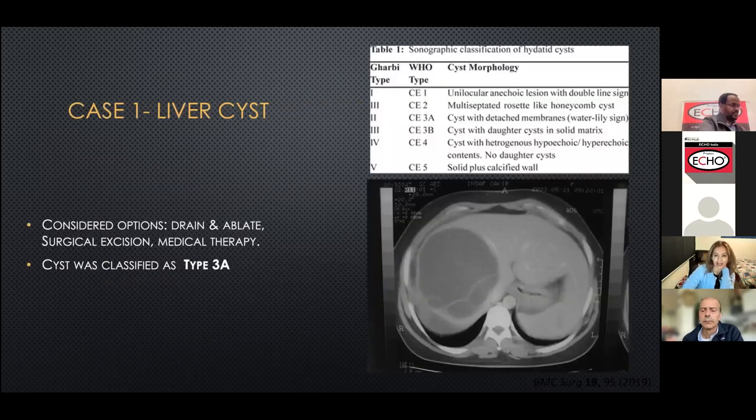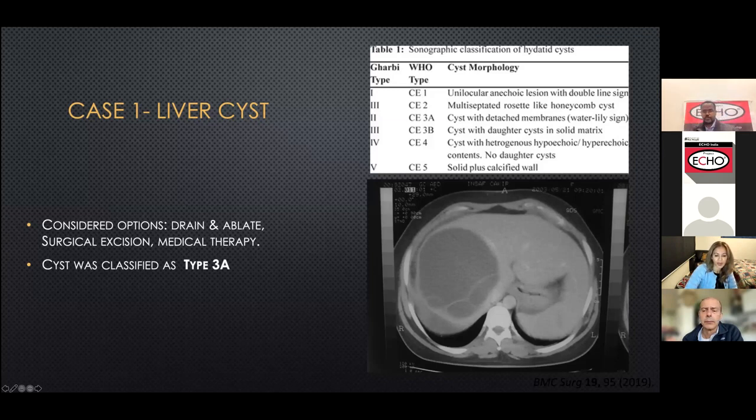So back to our case. We had to look at the options with this lady. We considered our options. We could drain and ablate it. We could surgically excise it. We could give her medical therapy. Now, this cyst on ultrasound was classified as type 3A. Now, 3A is supposed to have floating membranes in there, and I guess on a different cut or plane, we may be able to see those. But that's a cyst with detached membranes.